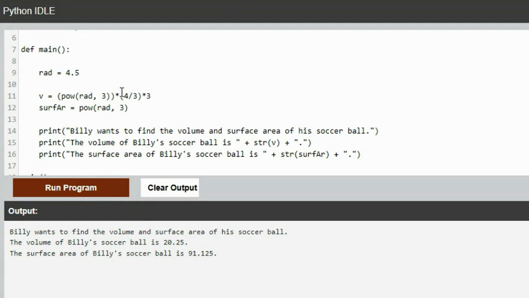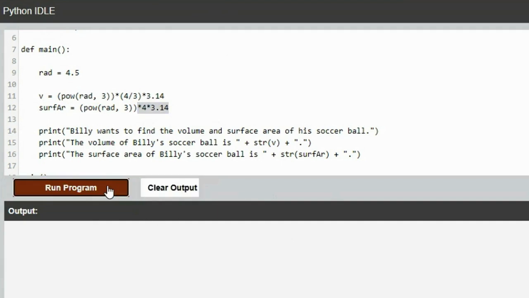Times 3.14. So if we'd have done that, let's run it now. See if that works. 381.51. That's what we calculated on our paper, 381.51. And then this we were supposed to multiply by 4 times pi. So times 4 times 3.14. So if you had those calculations, let's see if that would get the 254.34.